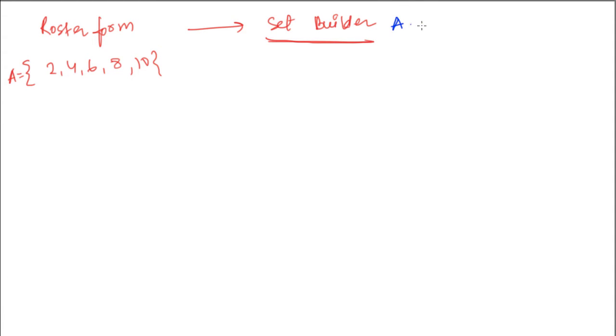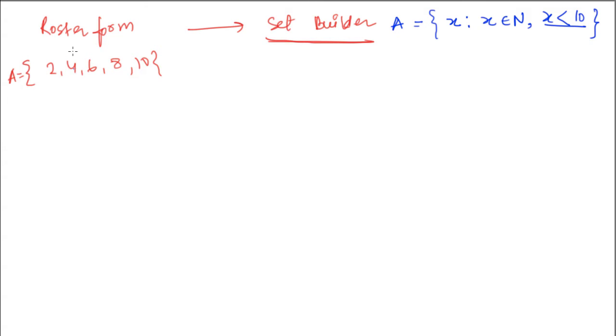That is A. Then we define the element, then the type of element, then the condition that x is less than 10. So this is how we write in set builder form.